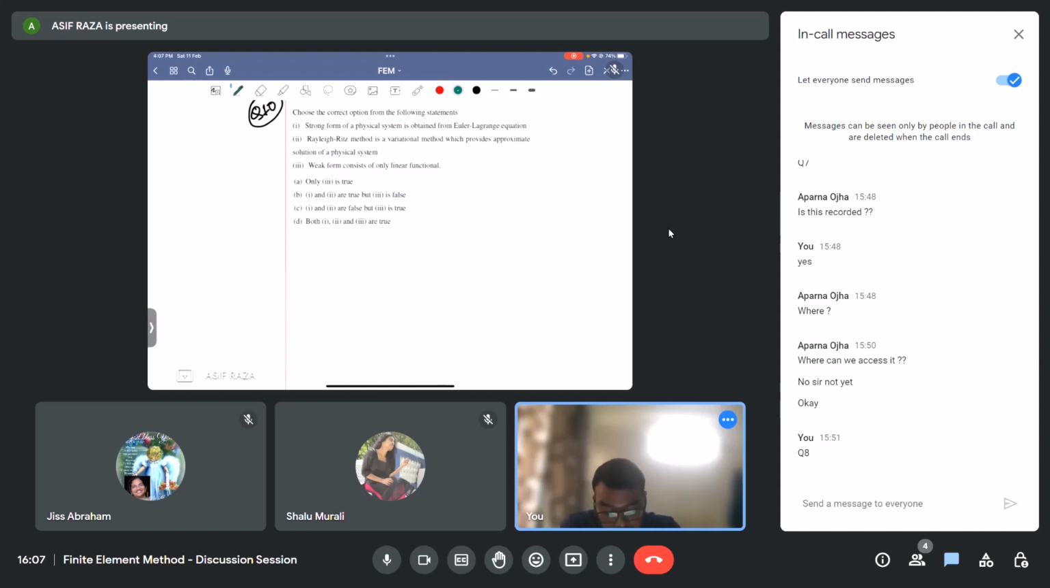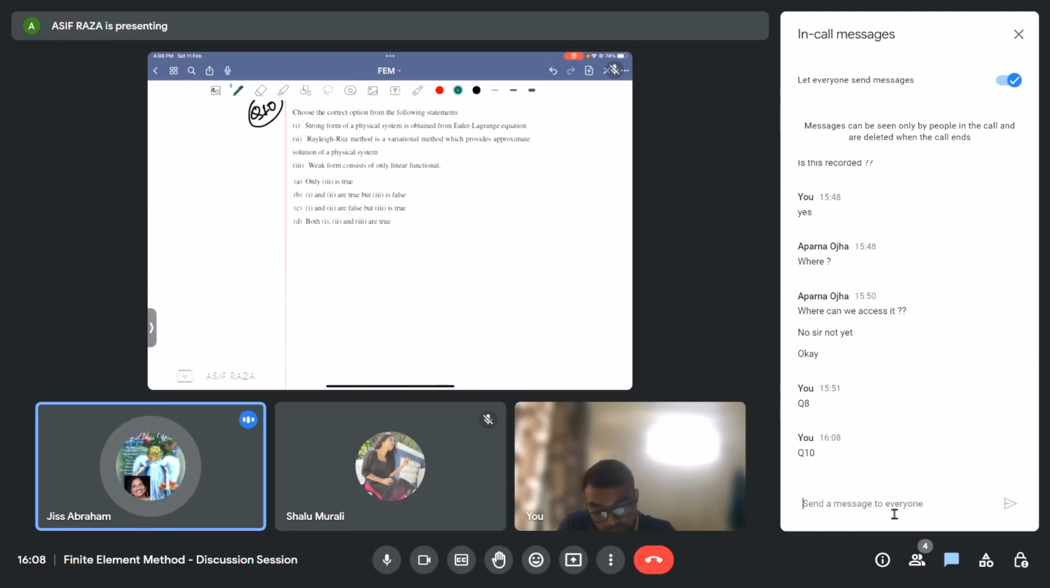So there are four options. The first option says only the third statement is correct. The second says only the first and second statements are correct, but the third is false. The third option says first and second are false, but third is true. And the fourth option is all three are true. So what do you think the correct answer would be?